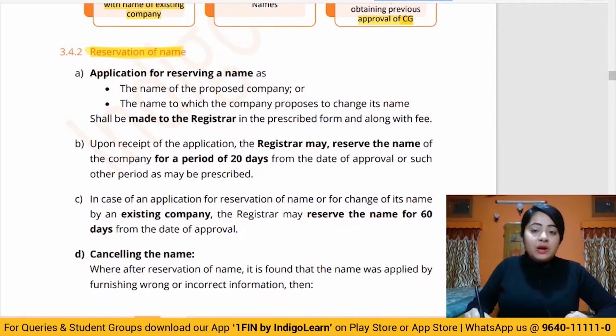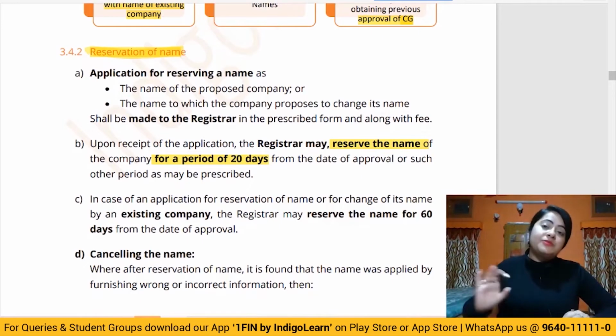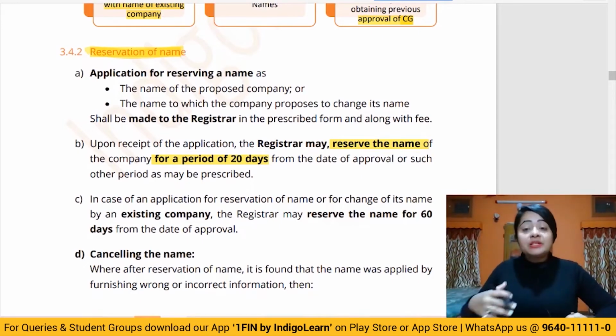If it is a new company reserving the name, once they have submitted the name through the SPICe Plus facility, it is going to be reserved for a period of 20 days. Within 20 days, the company will have to ensure that it submits all the documents relating to incorporation and the company is incorporated. Then the name is going to be final. If within 20 days the company does not submit all the documents, then this name is going to be released for anyone else to use.